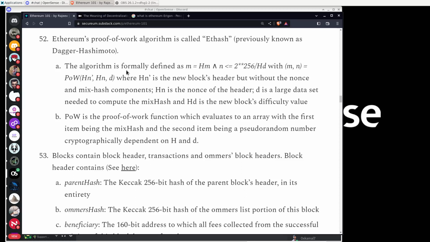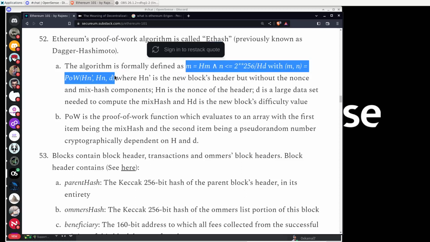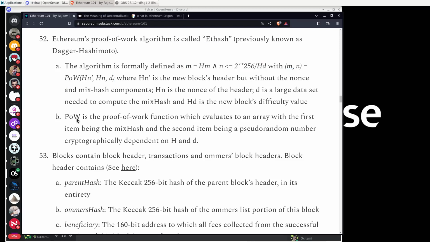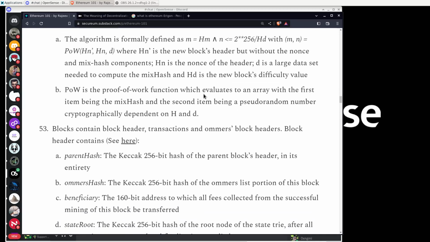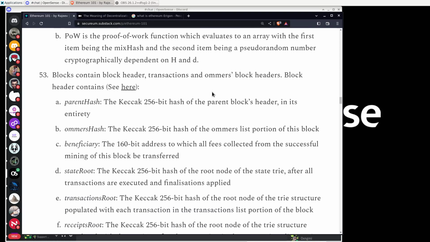The algorithm is formally defined as this, where Hn is the new block header, but without the nonce and the mix hash components. Hn is the nonce of the header. d is the large data set needed to compute the mix hash, and Ht is the new block difficulty value. PoW is the proof of work function, which evaluates to an array with the first item being the mix hash and the second item being a pseudo-random number cryptographically dependent on H and d. Okay, I understand nothing about this.